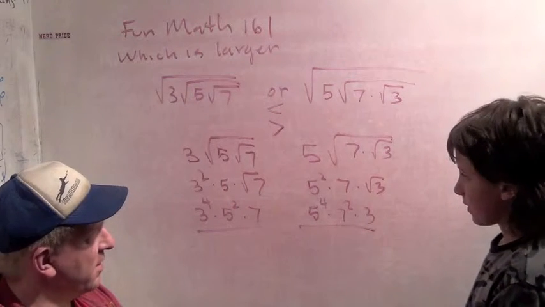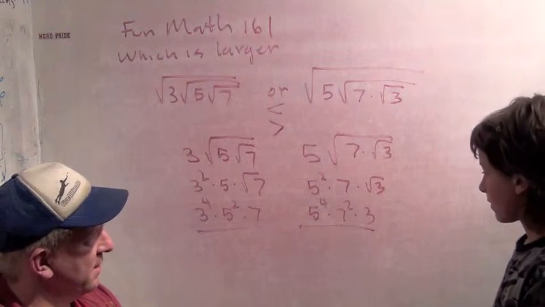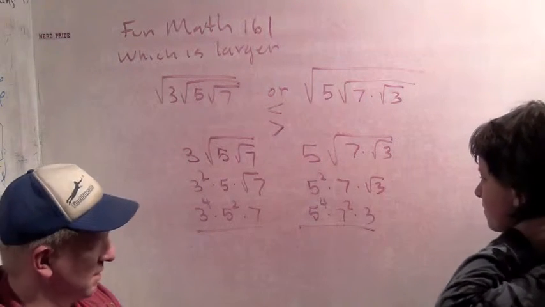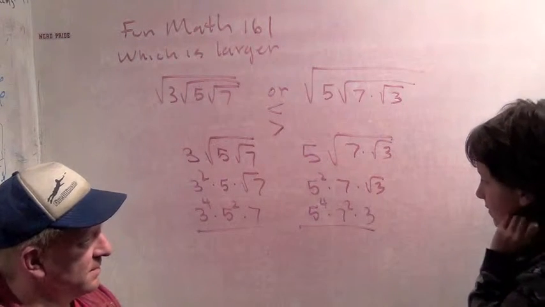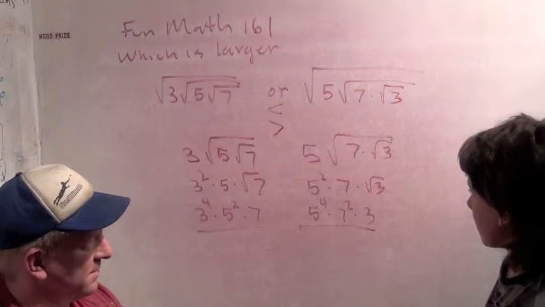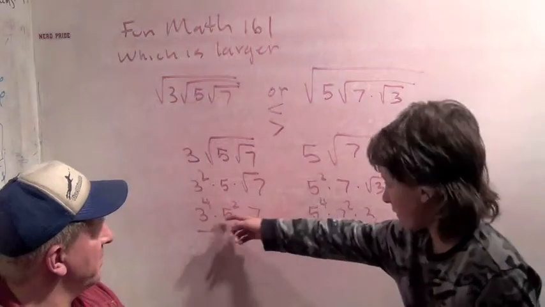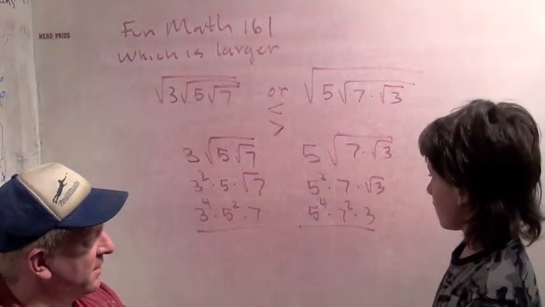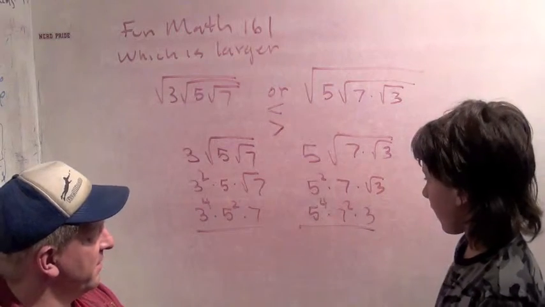Okay. So how can we simplify? Can you cancel any powers? Good question. Well, there's a 5 to the 4th and a 5 squared. Aha! So how can we make it simpler? We could divide it by 5 squared.